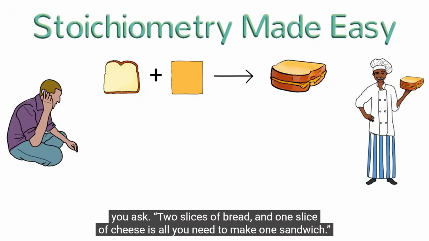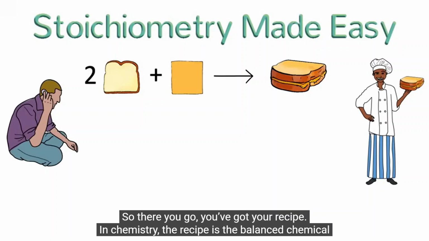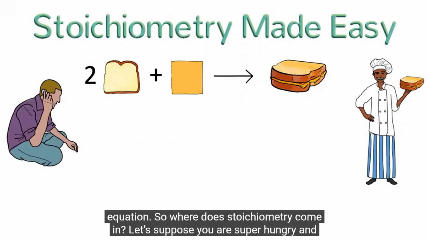How much bread? How much cheese, you ask? 2 slices of bread and 1 slice of cheese is all you need to make one sandwich. So there you go. You've got your recipe. In chemistry, the recipe is the balanced chemical equation. So where does stoichiometry come in?